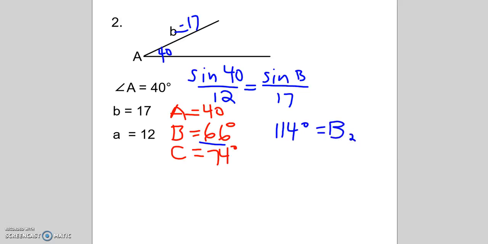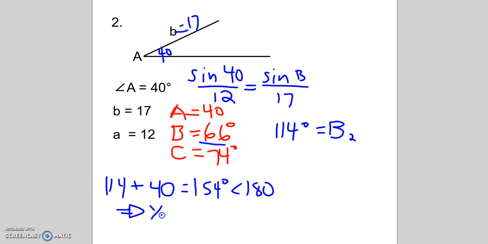And then if we take 114 plus our given angle, because we know angle A has to be 40, we know that will equal 154 degrees, which is less than 180. Okay, so that means that we could have another triangle because we know that the angles in a triangle sum to 180 degrees. So because of that, we can say yes, there are two triangles.